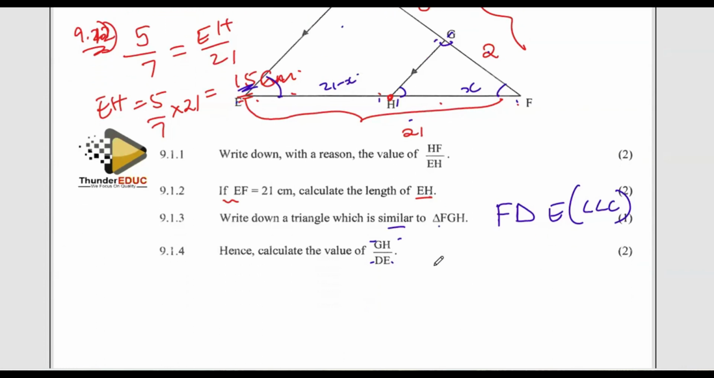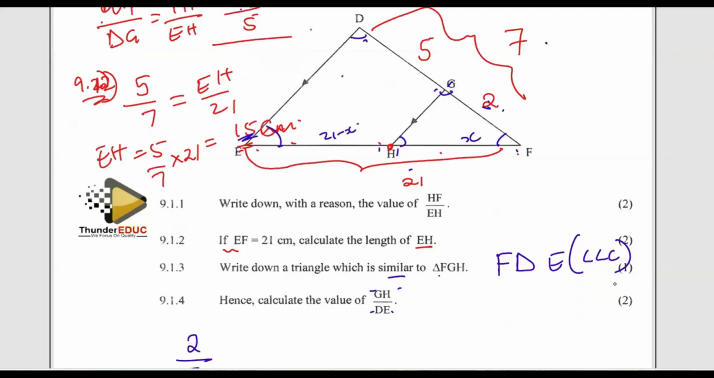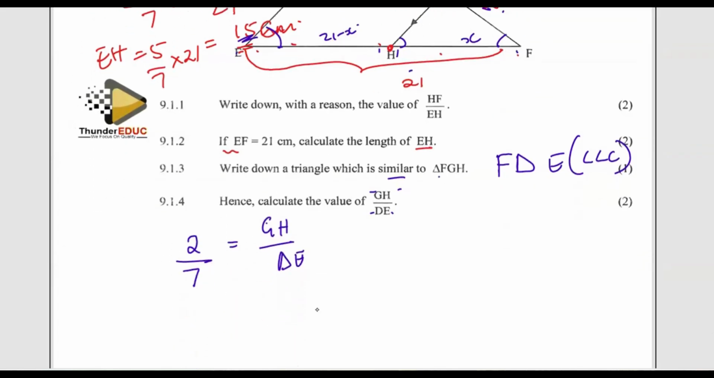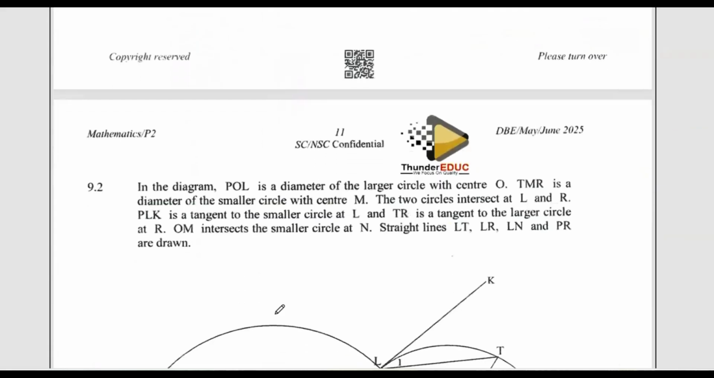Okay, so what I can do, I can look at this and say that if I have 2 over 7, just looking at 2 divided by the entire side, which is 7, should be equivalent to the shorter side, which is GH, over the longer side, which is DE. So the ratio that they want is 2/7. Okay, so that is 9.1.4. Then 9.2.